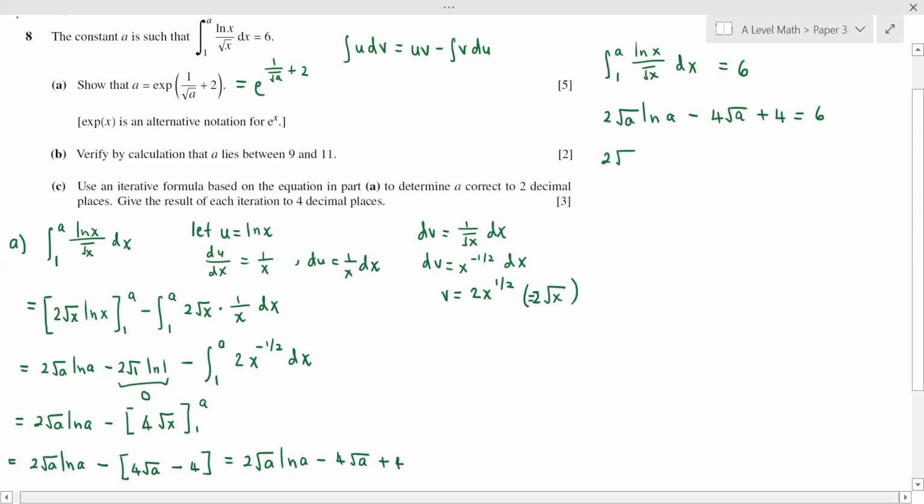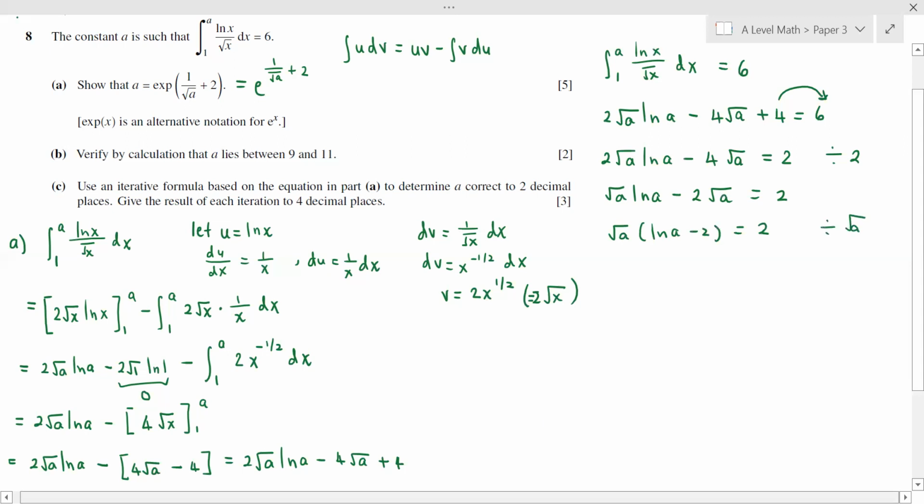That will give us 2 square root of a ln a minus 4 square root of a. Move the 4 over, we have 6 minus 4, which is 2, and we can divide throughout by 2. That will give us square root of a ln a minus 2 square root of a equals 2. Factor out square root of a, we have ln a minus 2 equals 2, and then divide throughout by square root of a.